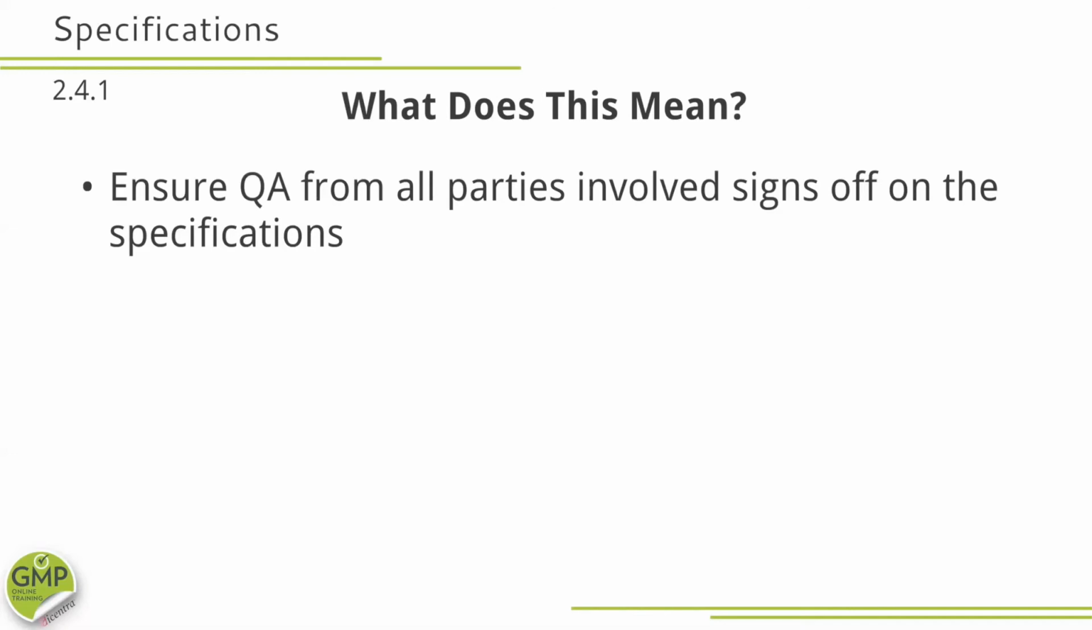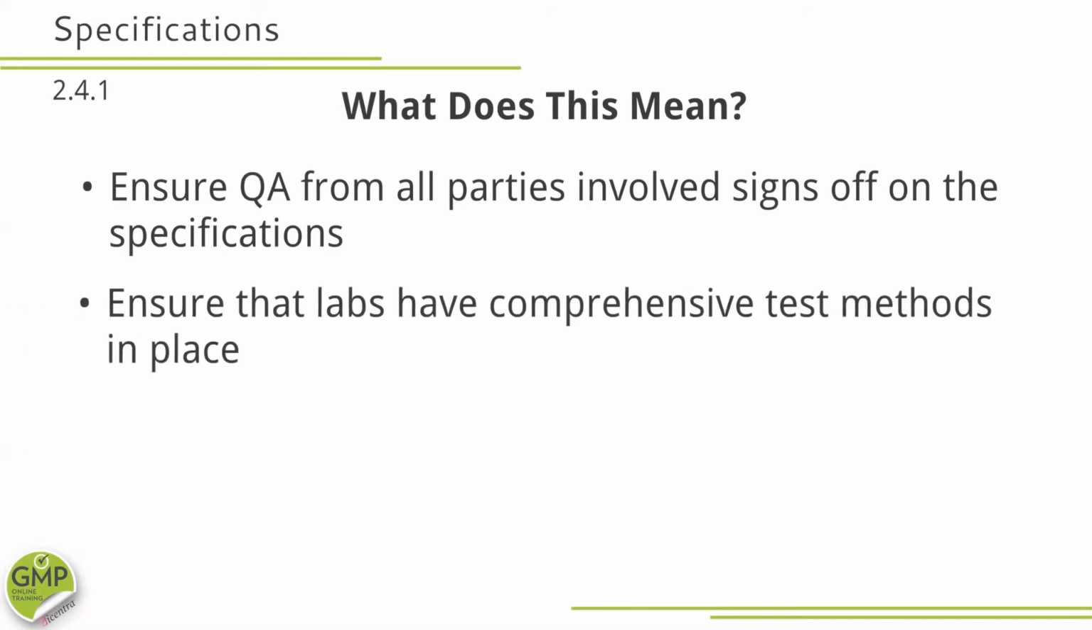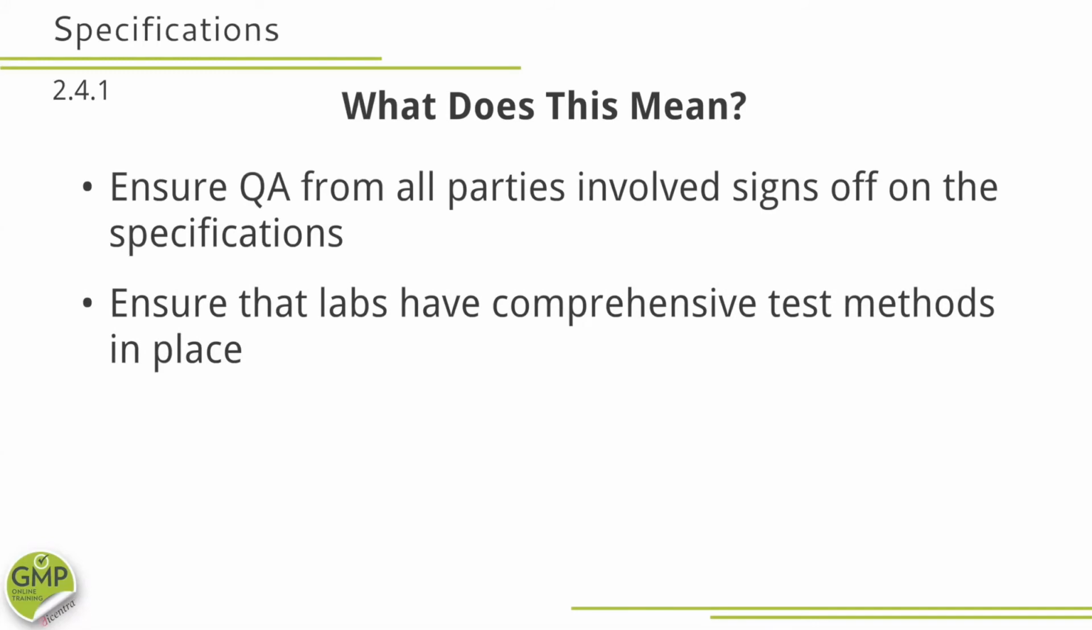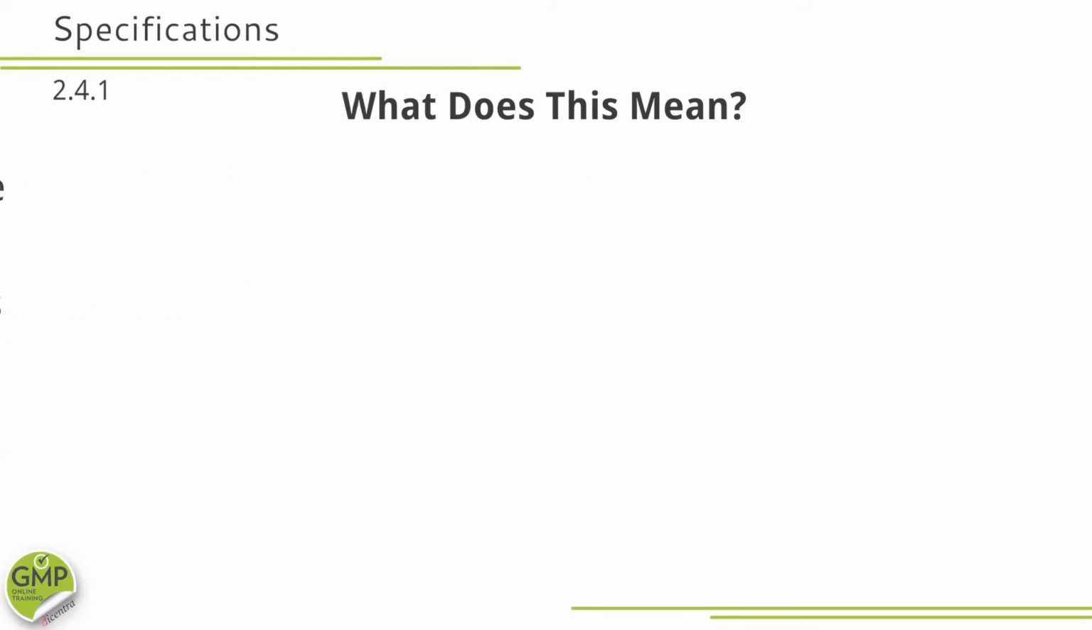Ensure that QA from all parties are involved in signing off on the specifications. Again, the manufacturer may be making the same product for other markets besides Canada and may not recognize that your specifications are unique. Some other ways of avoiding lack of compliance is to ensure that your laboratories have comprehensive test methods in place. Sometimes, labs won't want to share the details with you because these methods are considered confidential. But at the very least, you should get them to attest that they have these methods in place and that they are sufficiently accurate and precise.